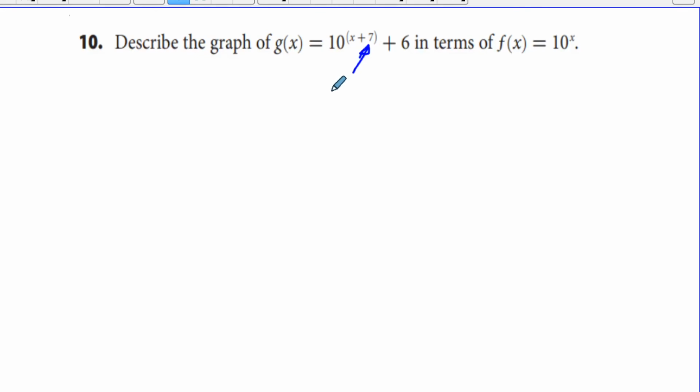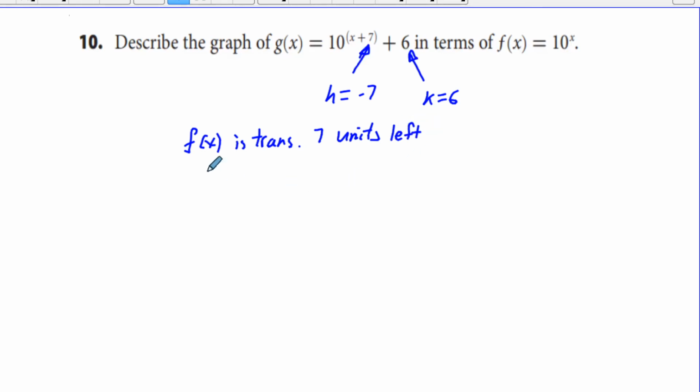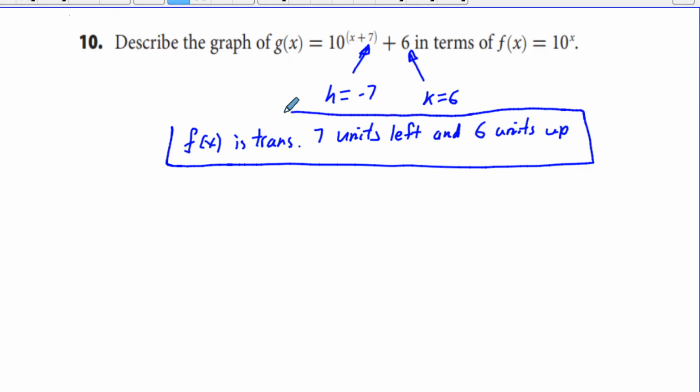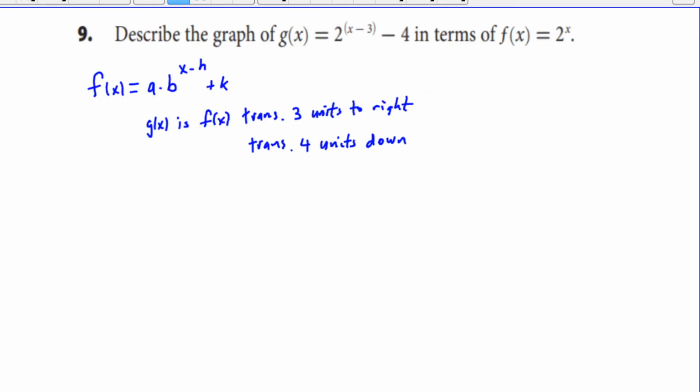So this is going to be h is equal to negative 7. Why is that? Because x minus negative 7 is x plus 7. And we have k is equal to 6. So f of x is translated 7 units to the left and 6 units up. That's it. Okay, 8.